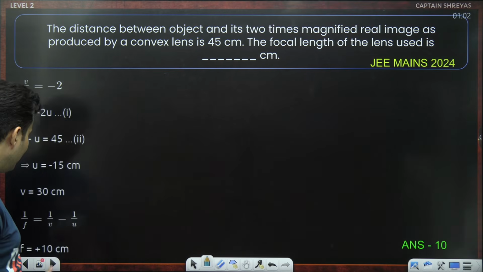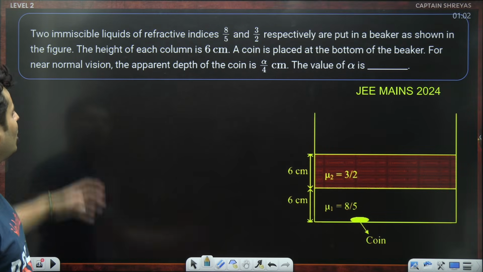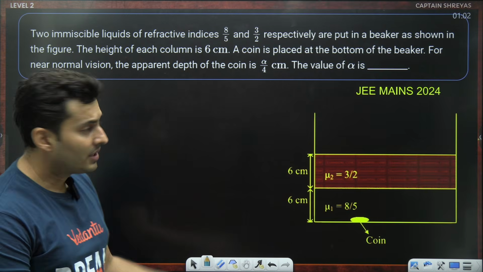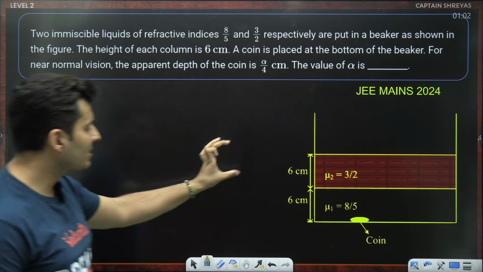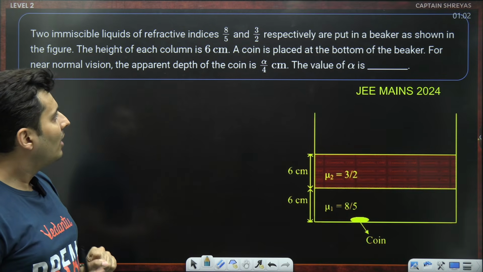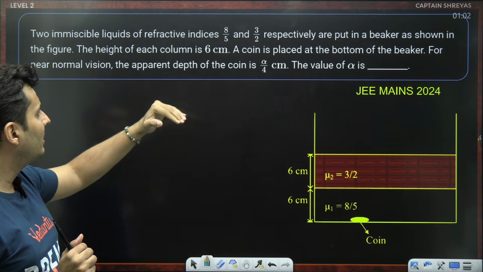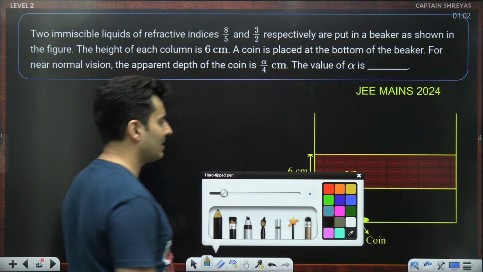Moving on to the next question on your screen. Two liquids which cannot mix, as shown. A coin is kept at the bottom. The height of each layer is this. How much is the apparent depth? If it is alpha by 4, what is alpha?